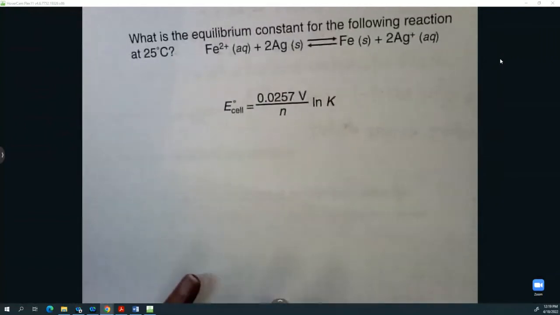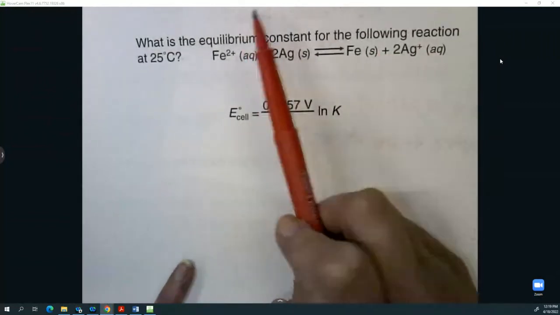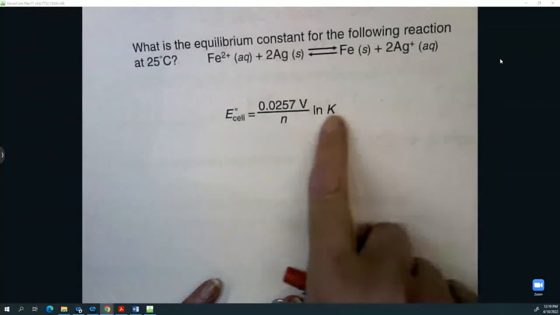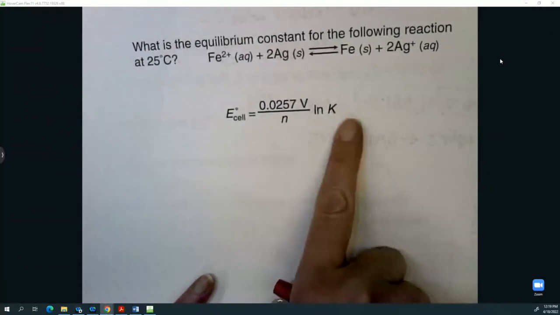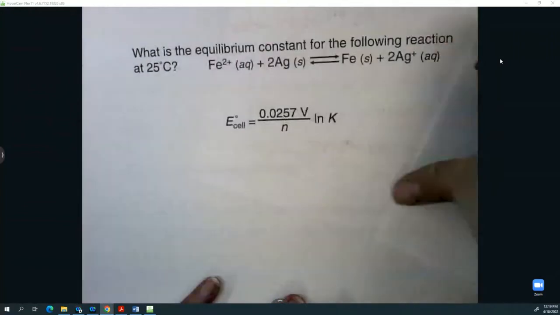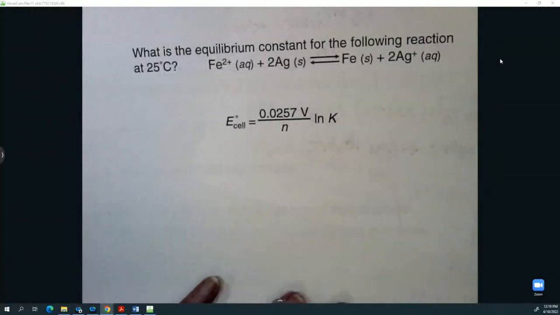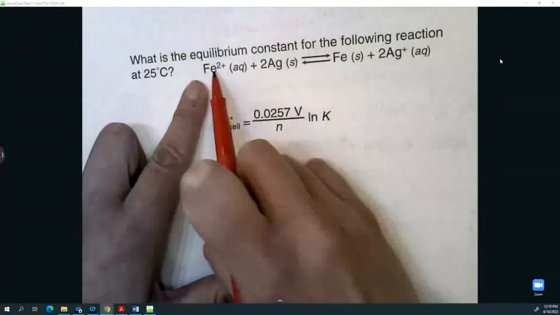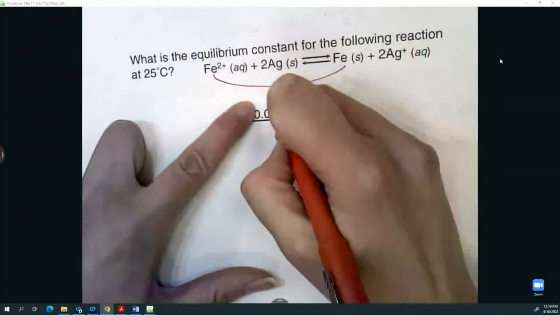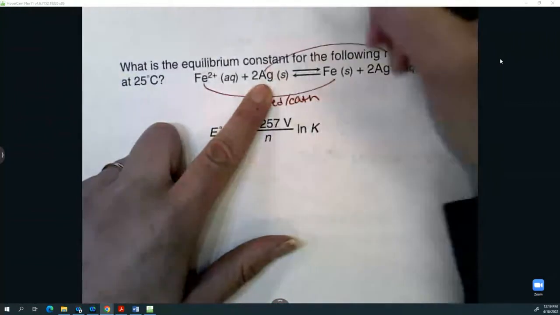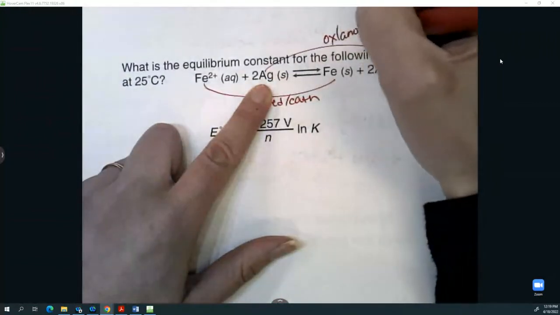And then there is this one, which asked me to figure out an equilibrium constant. I don't have any information about equilibrium. All I know is that, well, it's giving me the equation. There is an equation that relates the E cell and the equilibrium constant. And I know I can figure out the E cell. So that's what I'm going to have to do, is figure out the E cell standard and go from there. All right, so looking at this equation, I see that the iron is the reduction because it went down in charge. The silver is the oxidation.